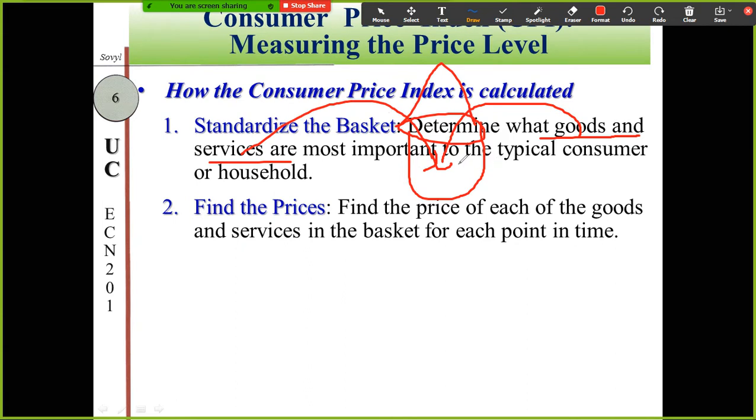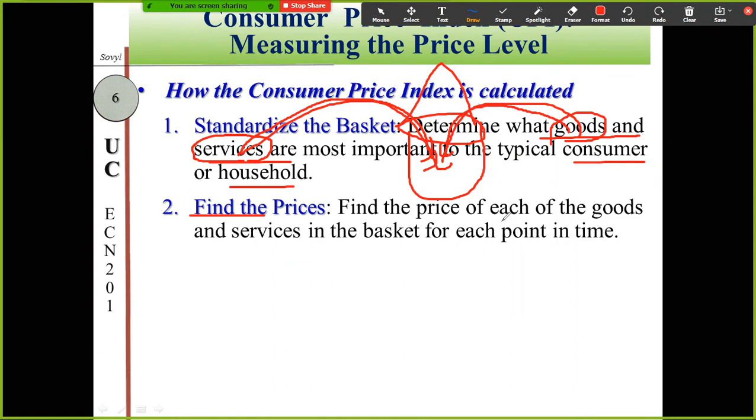That's why the consumers or the household need to understand how much they pay for these goods and how much they pay for this service in order to take them from the marketplace to their basket. Pay to whom? Pay to the sellers. That's why if you want to know how much you pay, you need to know the price. Step 2, find the prices.